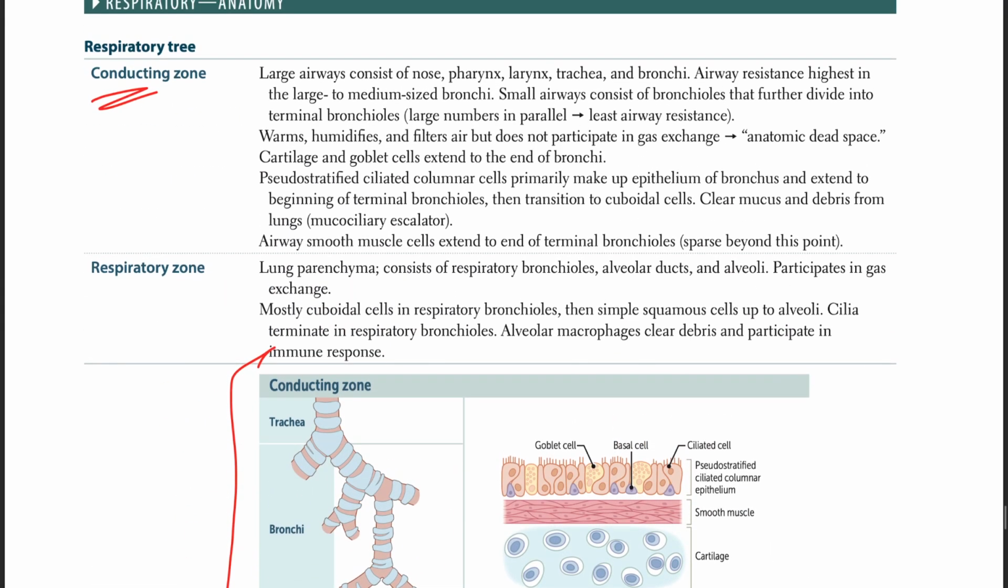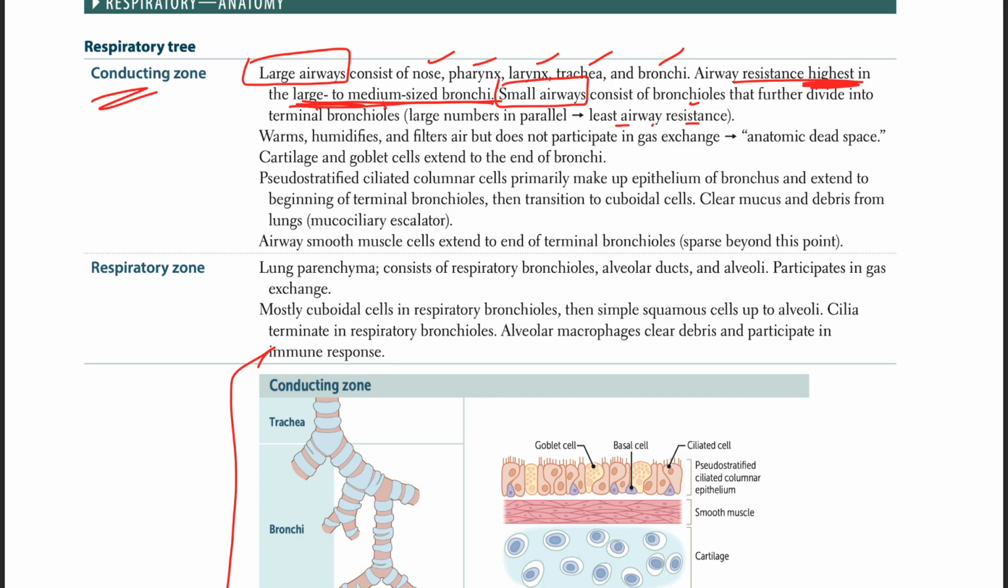So let's look at what they are. Conducting zone is a large airway, consists of the nose, the pharynx, the larynx, the trachea, the bronchi. Airway resistance is highest in large to medium bronchi, high yield point. Where is airway resistance highest? In large to medium bronchi. Small airways consist of bronchioles that further divide into terminal bronchioles, which are large in number and in parallel, meaning least airway resistance.